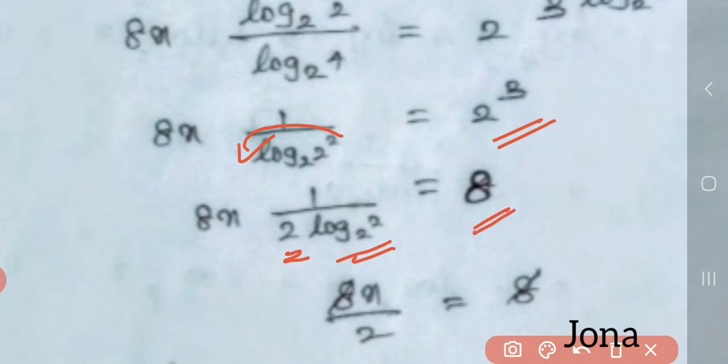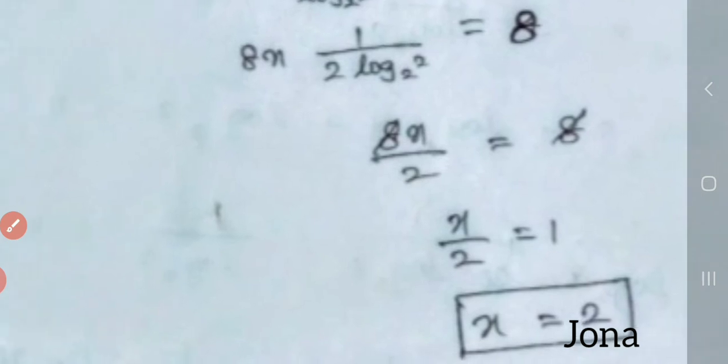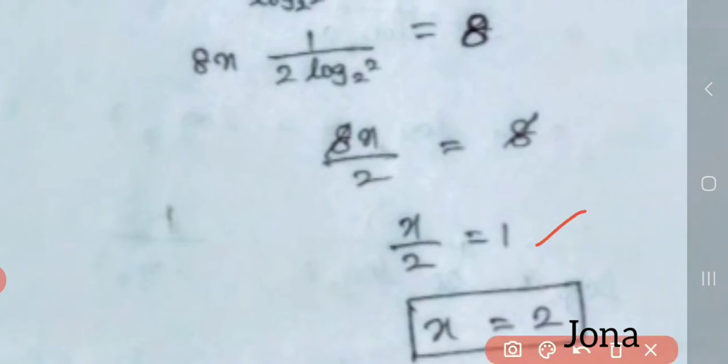The value of 2 cube is 8. Here log 2 base 2 value is 1. So here simply I have 8x by 2 equal to this 8. Here this 8 and 8 will get cancelled. Simply now we have x by 2 equal to 1. When x by 2 equal to 1, x equal to 2. Cross multiply, we will get the value of 2 here. Okay.